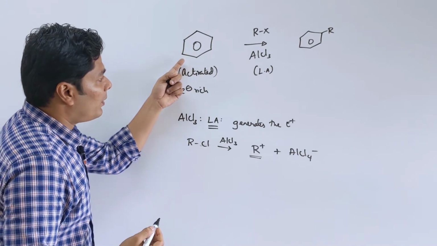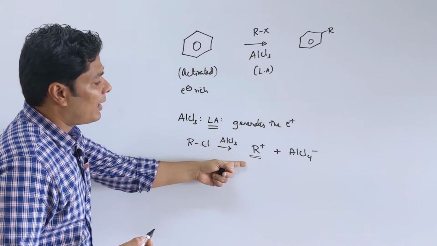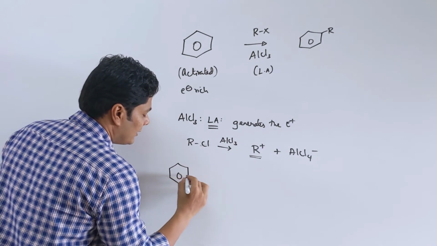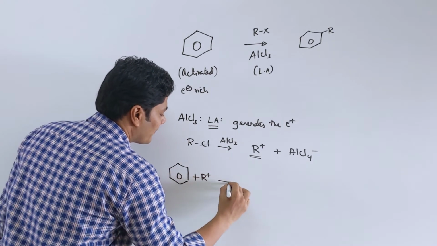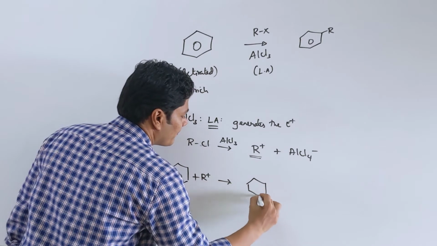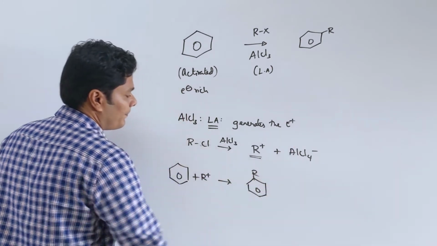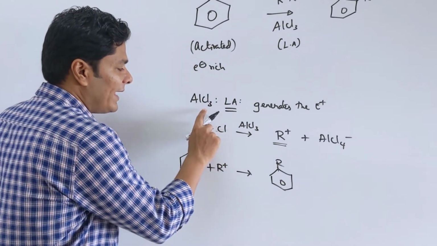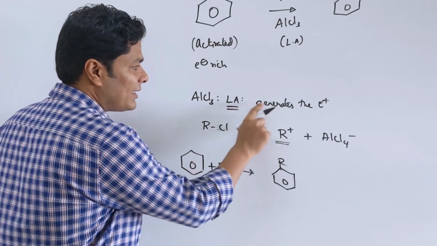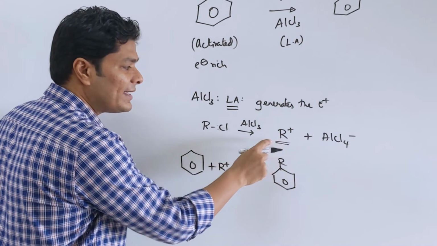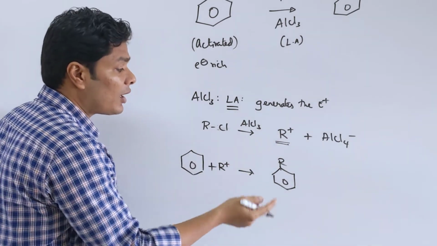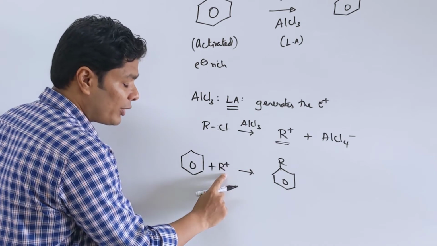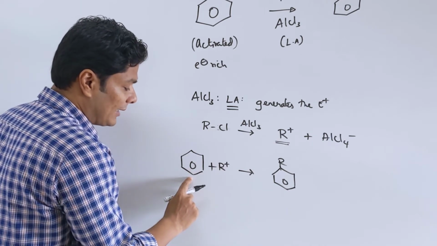Now this R plus goes and attacks the ring wherever there is electron richness. If there is more than one different place possible, the R plus attacks there. For example, the ring is here and R plus gives you the corresponding compound. AlCl3 behaves as a Lewis acid and generates the electrophile. The electrophile in this case is a carbocation, meaning the carbocation will rearrange to give you the most stable carbocation that will get attached to the ring.